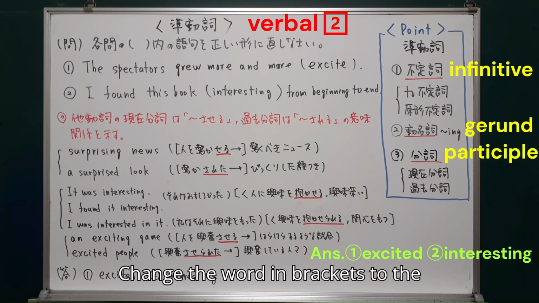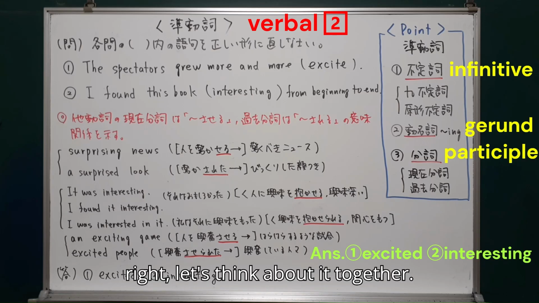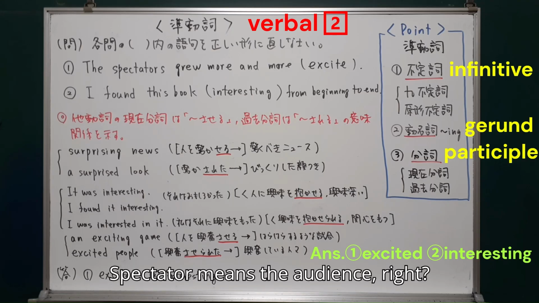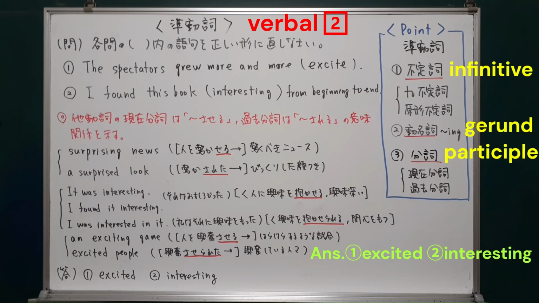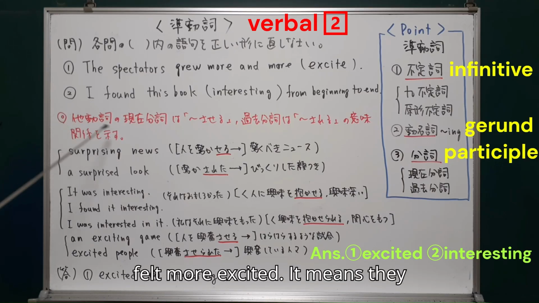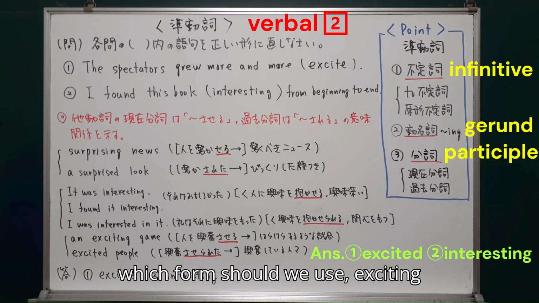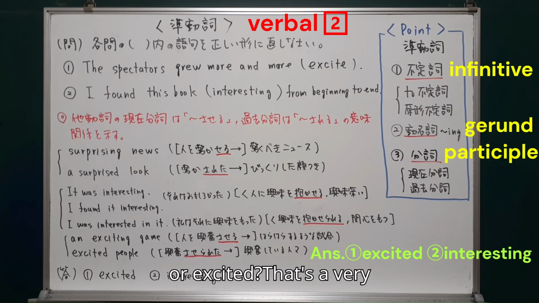Change the word in brackets to the correct form. The spectator is cool more and more excite. All right, let's think about it together. Spectator means the audience, right? So as the game went on, the spectator felt more excited. It means they became more and more excited. So which form should we use, exciting or excited?